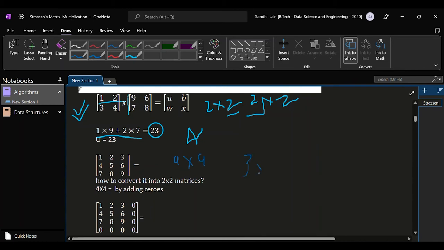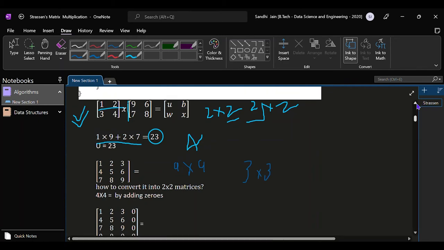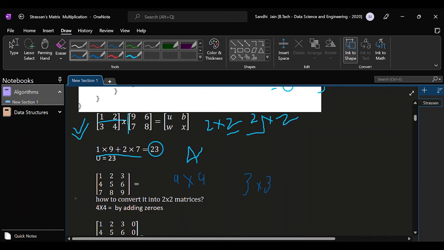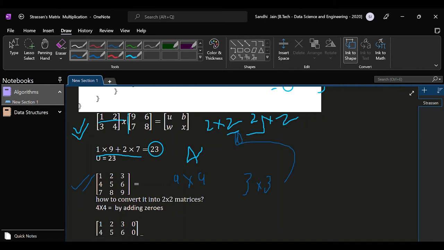What's the way of converting a 3 cross 3 into a 2 cross 2 matrix? ये भी आप कर पाओगे तो बहुत बड़ी बात होगी because this is a 3 cross 3 matrix. Will you be able to convert it into a 2 cross 2 matrix? Is it possible or not? So for converting it into 2 cross 2 matrices, we are going to add some zeros.